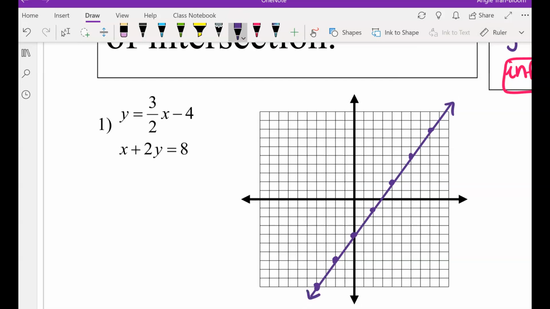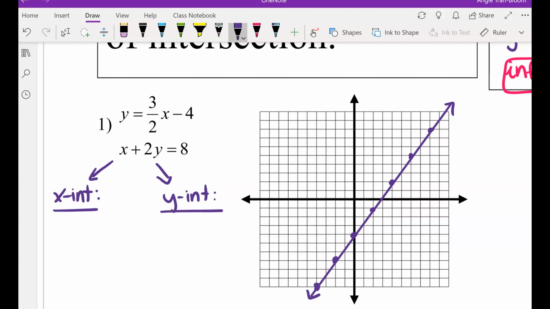Line 1. Line 2. Sophia C., what format is line 2 in? Standard. Okay. Standard form. The easiest way to graph standard form is when we find the x and what? X and? X-intercept and then y-intercept. Okay.